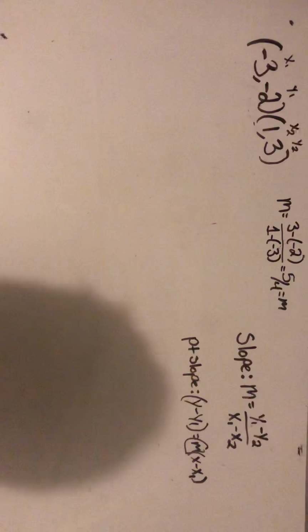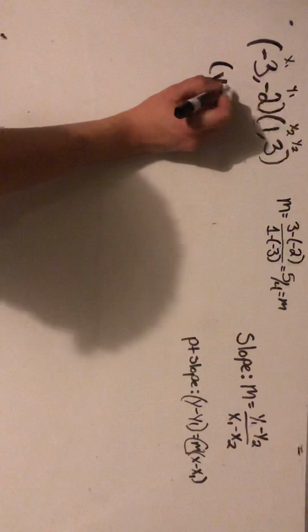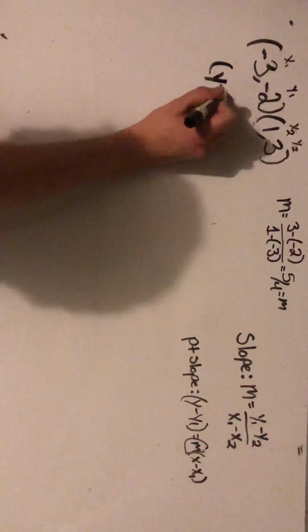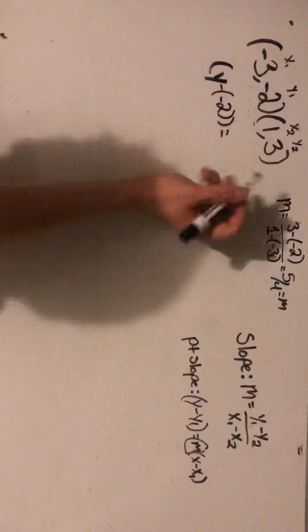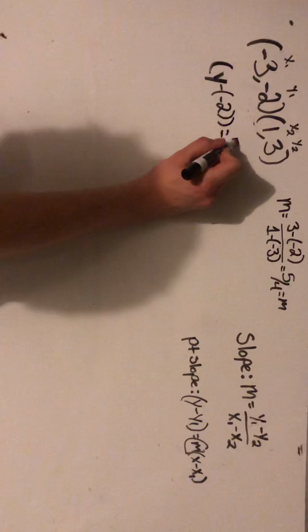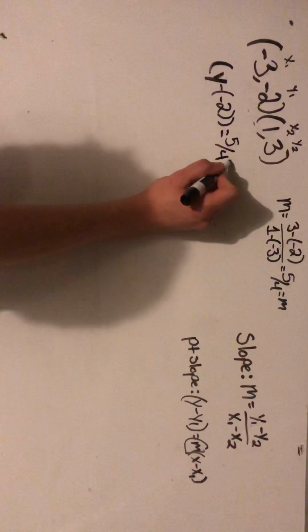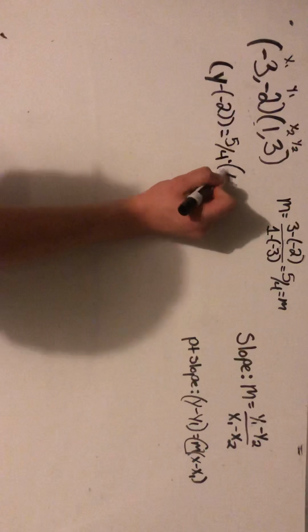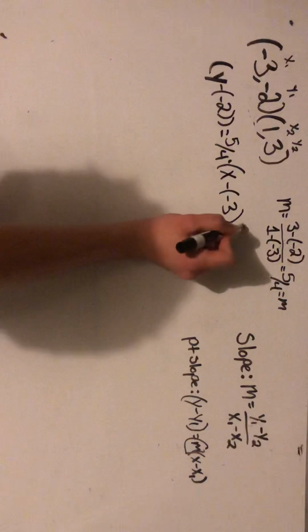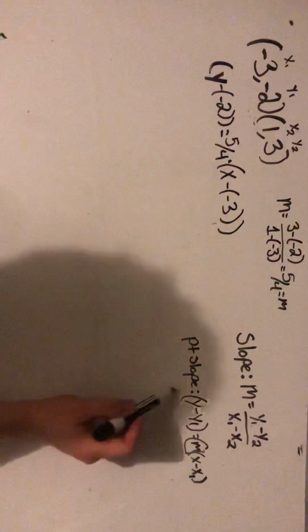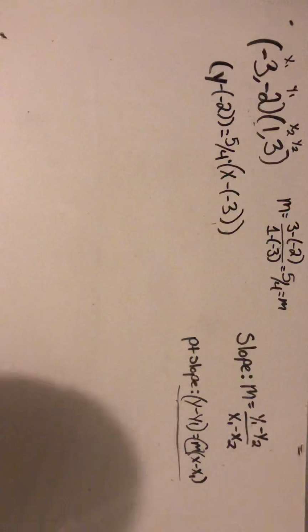So the point slope formula should look something like this: y minus -2 equals, and then you would implement your slope, 5 divided by 4, and then you would implement the rest of the equation, x minus, and then -3. And that's using this equation along with our points to get the equation.